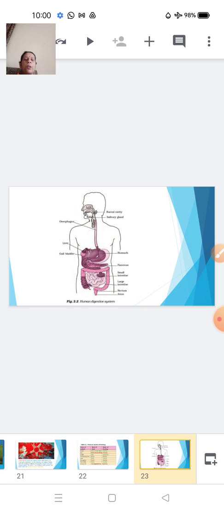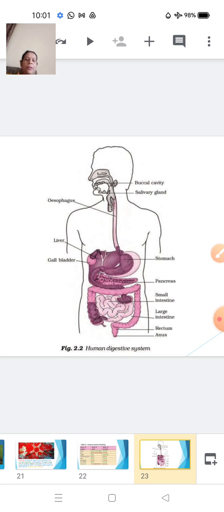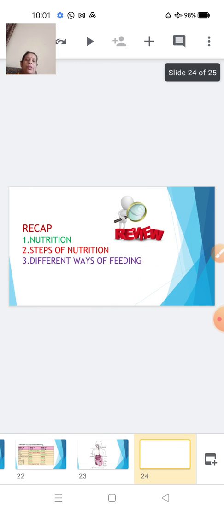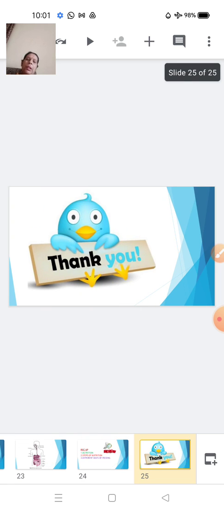From tomorrow we will be starting with the process of digestion in human beings. As you know, this is the alimentary canal that I am showing you, or the alimentary system. Here you can see how the human digestive system is divided up, how many organs there are, and how they work. That we will be studying in our next class. Hope you have understood. And for today we just talked about nutrition, the steps of nutrition, and the different ways of feeding in different animals.